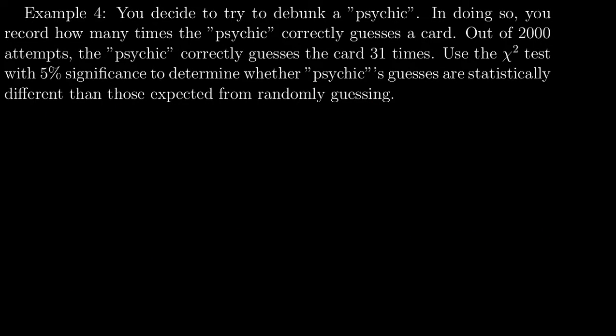All right, last example. So we're trying to debunk a psychic. In doing this, we are going to record how many times the psychic is correct, guessing a card, and in that case also how many times it's incorrect. So we'll start with this. So observed, correct, incorrect.